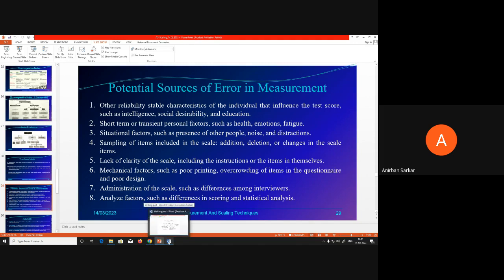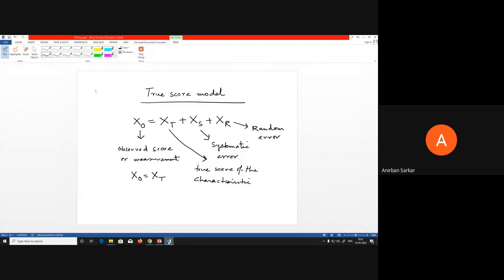You need to minimize both. But if you compare between the two, you need to minimize random error earlier than systematic error, because systematic error will not affect your outcome, but random error will. So is this clear to you? Yes, sir.